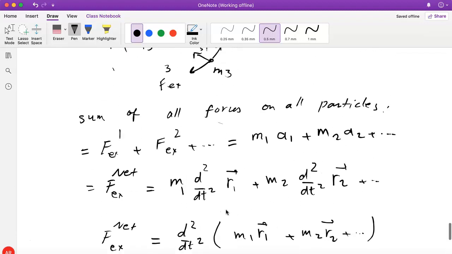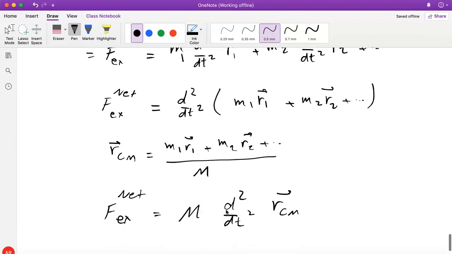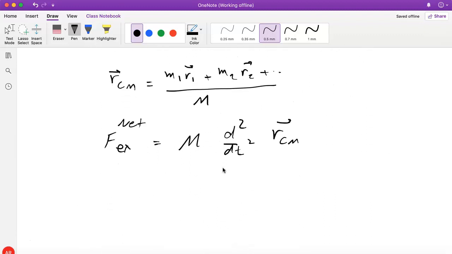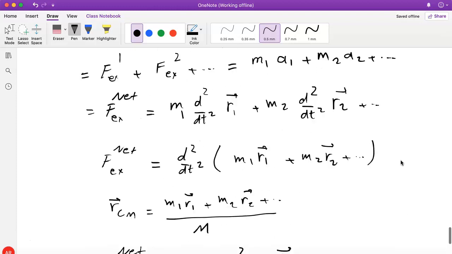All right, so this discussion here was the motivation. It's not in the book. It's the motivation of why it's good to define the center of mass this way.